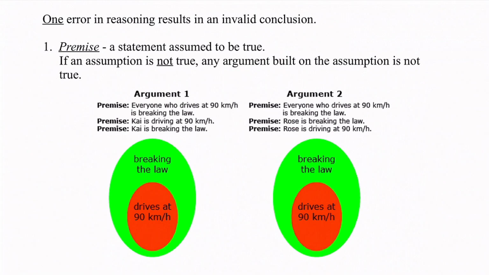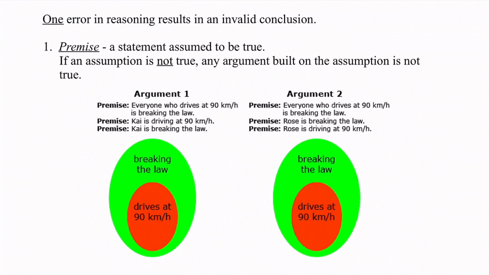So in this first example, we've got argument 1 and argument 2, with some different premises. In argument 1, it says everyone who drives at 90 kilometers an hour is breaking the law. Kai is driving at 90 kilometers an hour. Kai is breaking the law. Argument 2 says everyone who drives at 90 kilometers an hour is breaking the law, the same as the first. Then it says Rose is breaking the law, and also Rose is driving at 90 kilometers an hour.